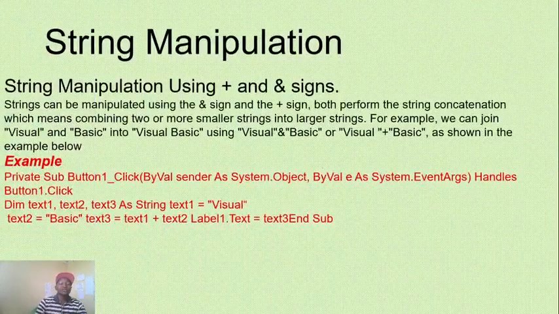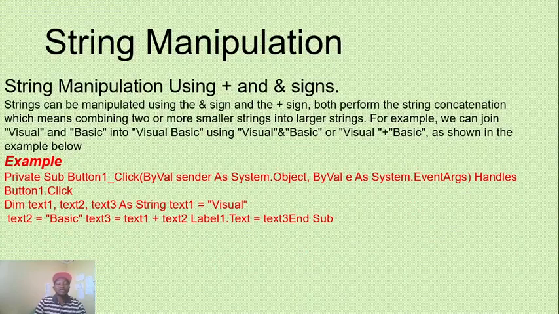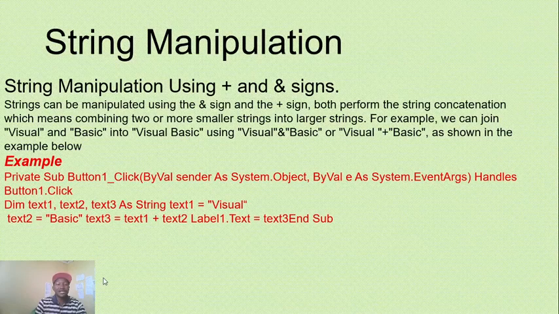Then you can also try string manipulation. When we talk about strings, we are talking about text. String manipulation using plus and ampersand signs. Strings can be manipulated using the ampersand sign and the plus sign. Both perform string concatenation. Concatenation means joining, combining two or more smaller strings into larger strings. For example, we can join the words Visual and Basic into Visual Basic.